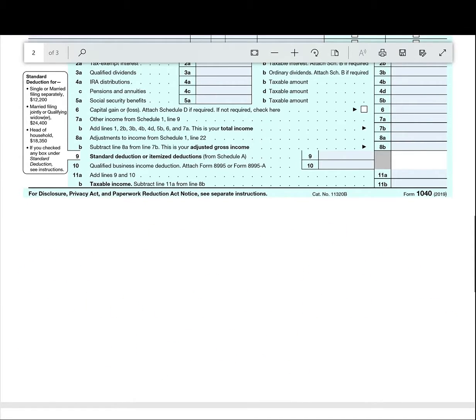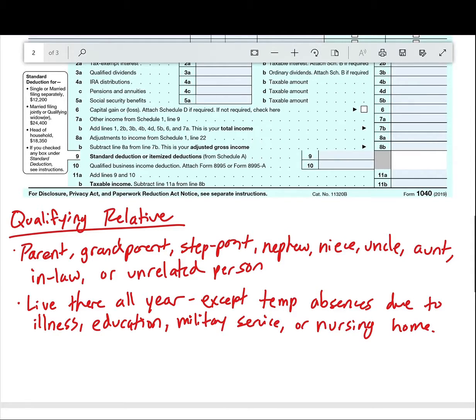The other type of dependent is a qualifying relative, which has other types of criteria to determine if you can claim them as a dependent or not. The qualifying relative must either live as a member of the taxpayer's household all year, be related to the taxpayer as a parent, grandparent, step-parent, nephew, niece, uncle, aunt, or in-law, and any unrelated person who lives with the taxpayer for the entire year can also meet this criteria as long as they actually do live there for the entire year and are not a household employee like a housekeeper who lives on site. Similarly to the qualifying child criteria, all year means that except for temporary absences due to illness, education, military service, or being placed in a nursing home for part of the year.